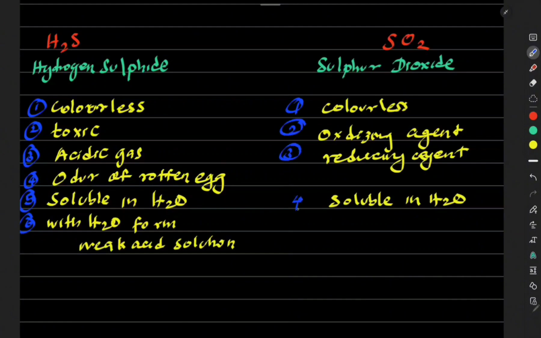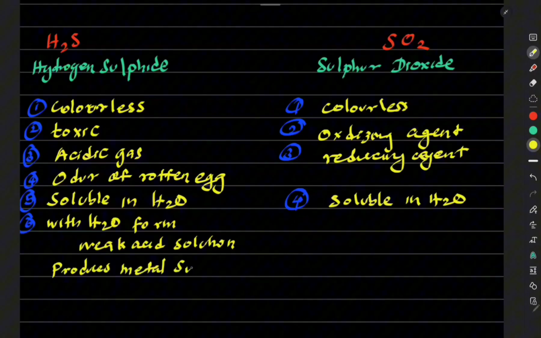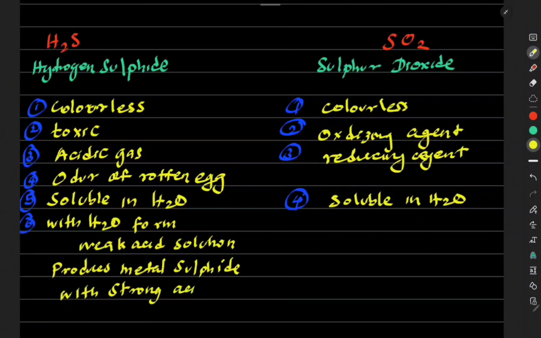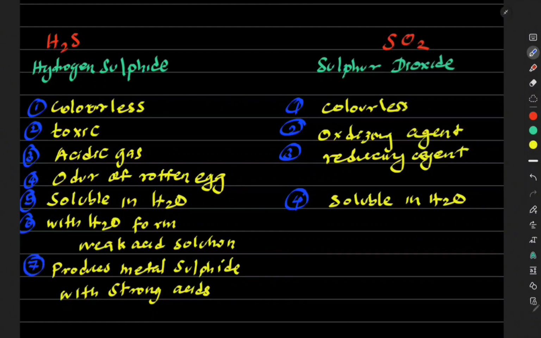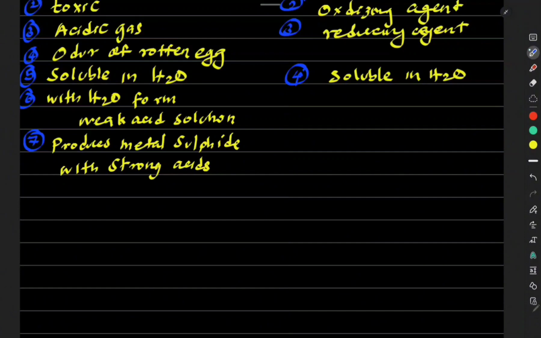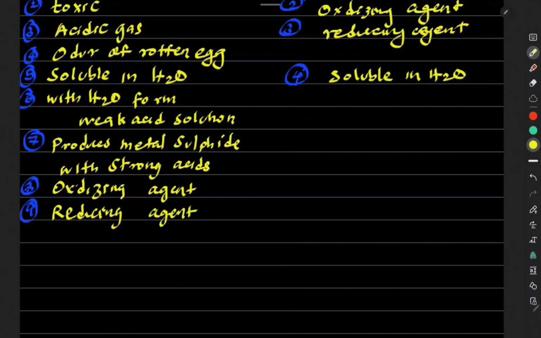And also H2S produces metal sulfides with strong acids. H2S also acts as a reducing and oxidizing agent. Write this down: oxidizing agent as well as reducing agent.